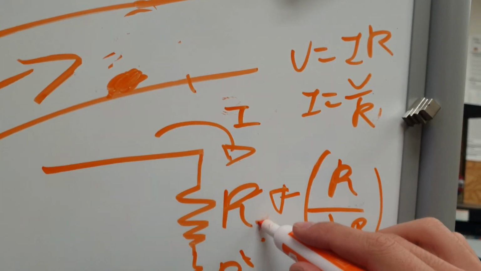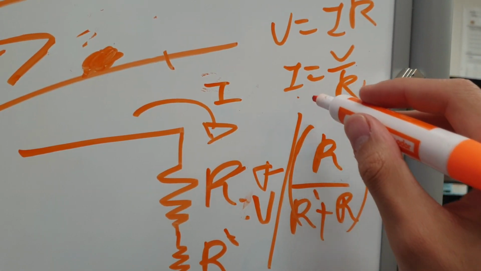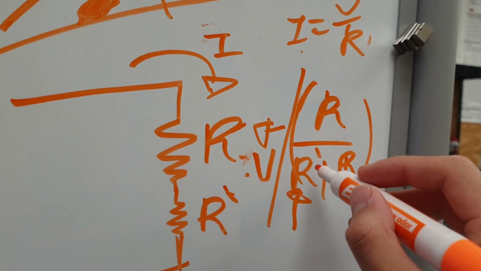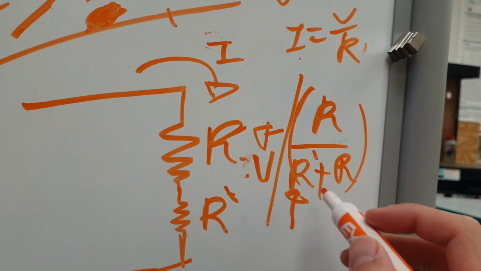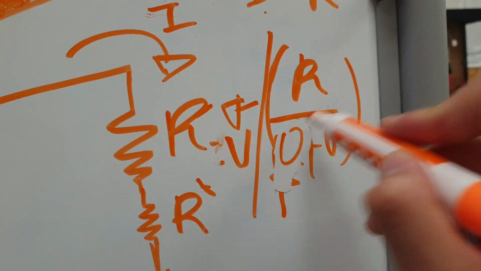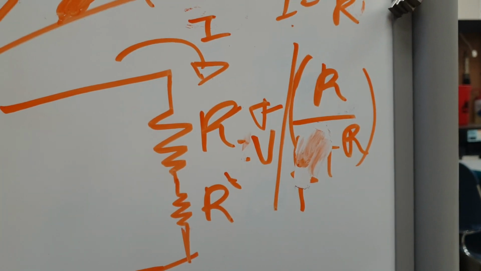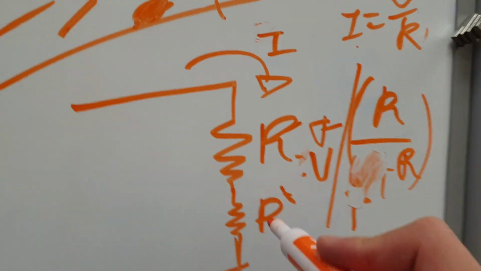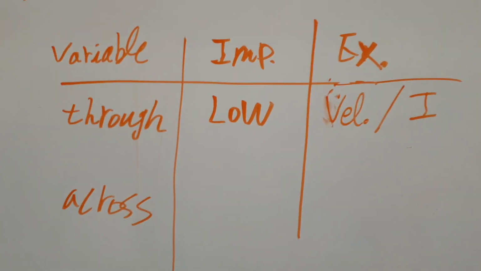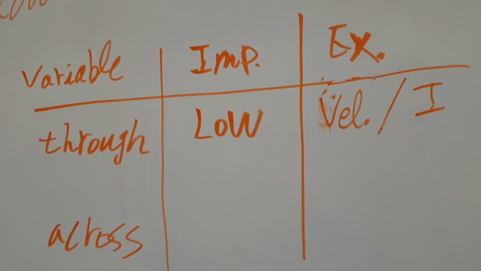So the current is voltage divided by this, and the bigger R prime gets, the more disturbance we have, and it's going to deviate from the actual value. It's going to deviate more if R prime gets bigger. So that's why, for a through variable like current or velocity of the flow, we want the impedance to be low.